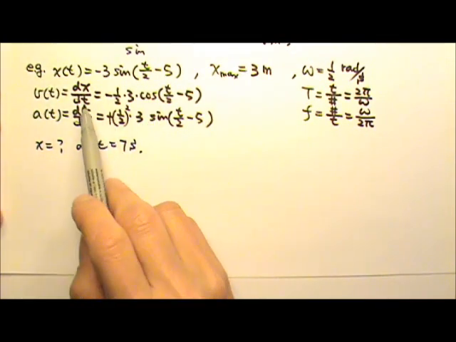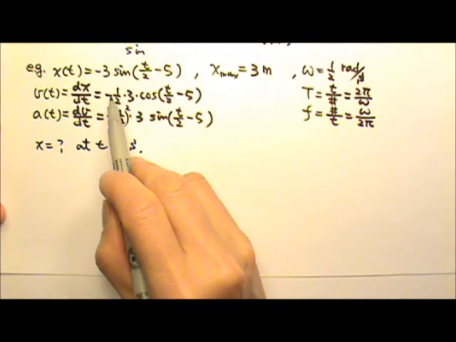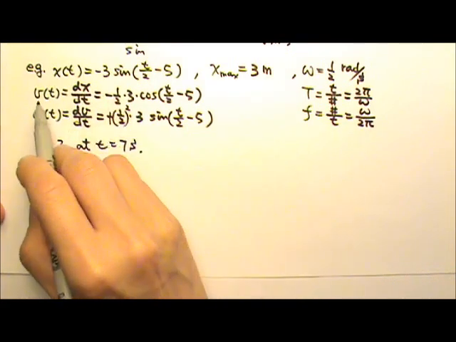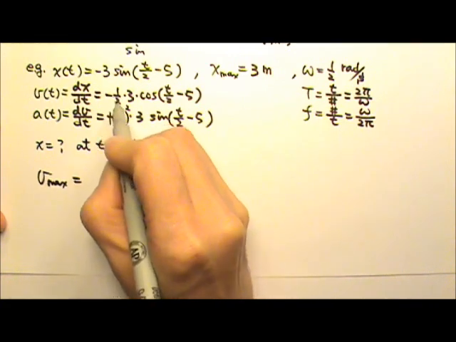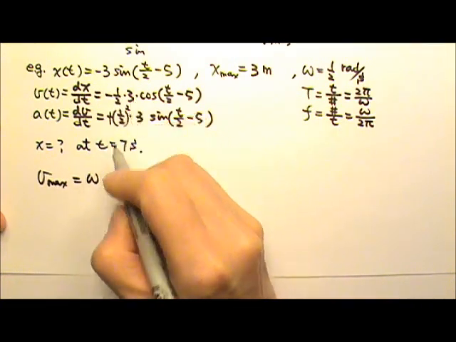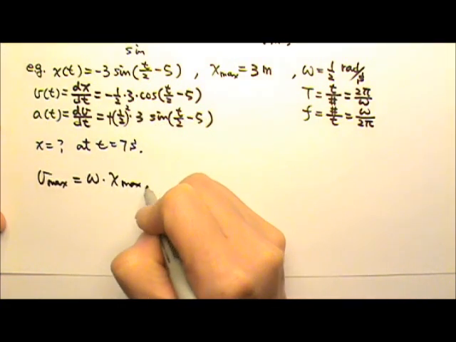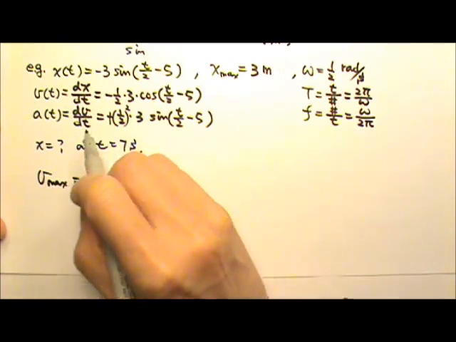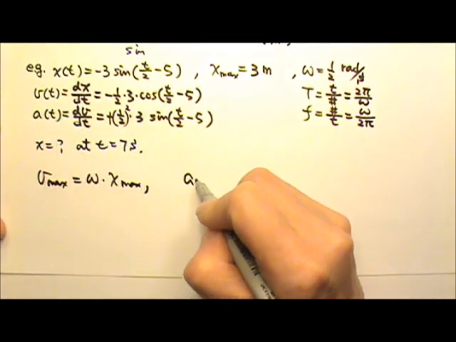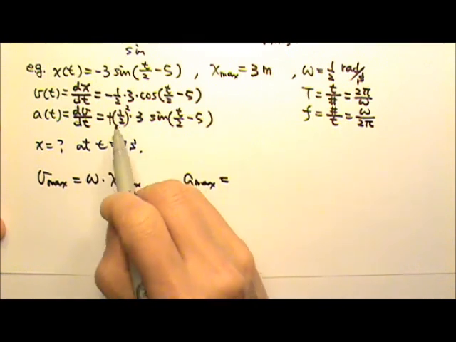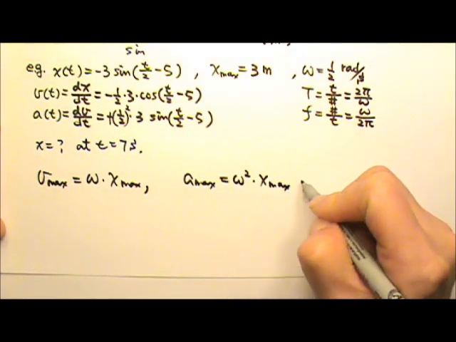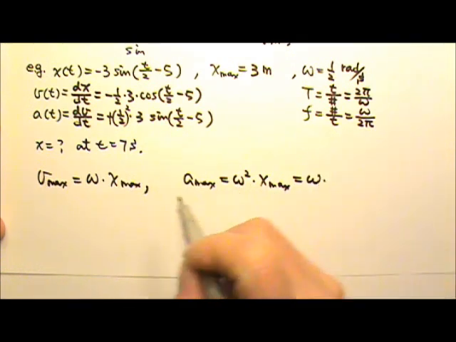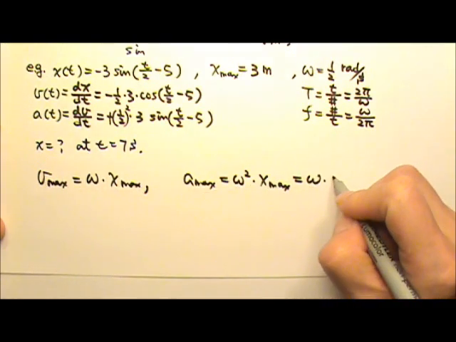Because when we took derivative, we had to multiply by an omega on the side. That means the V max would equal omega times the amplitude. And this also means the maximum acceleration would be omega squared times the amplitude, or omega times the V max.